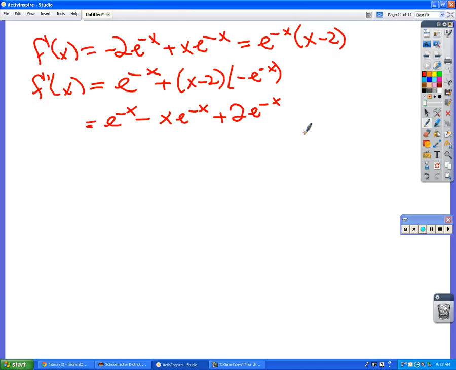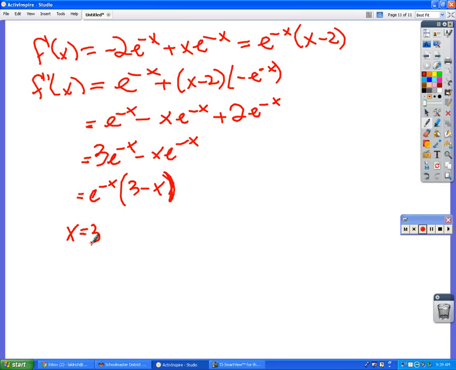Okay, are there some like terms that I can combine? Probably three. Oh, plus minus 2 e to the negative x, and an e to the negative x makes 3 e to the negative x. Okay? Factor out an e to the negative x. That leaves me 3 minus x there. Set that equal to 0. And what do I get? x equals 3. So once again, I can make a really simple little sign chart. It only has one point, so it's not a big deal.